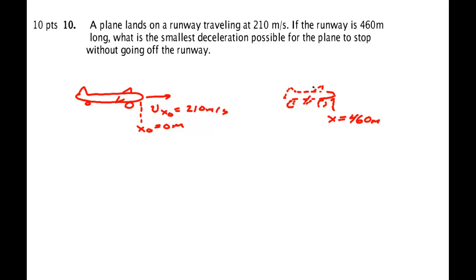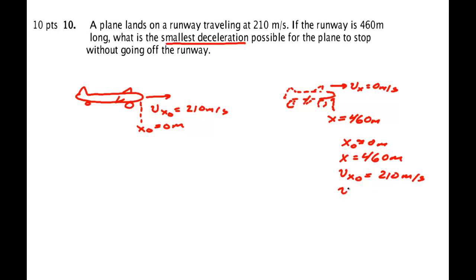Okay. And stop means that Vx will be 0 meters per second. And it asks for what is the smallest deceleration possible. So I'm looking for a sub x. Let me go ahead and fill out my table. x naught is 0 meters. x is 460 meters. Vx naught is 210 meters per second. Vx is 0 meters per second. ax is unknown. t is unknown. Only two things I don't know.